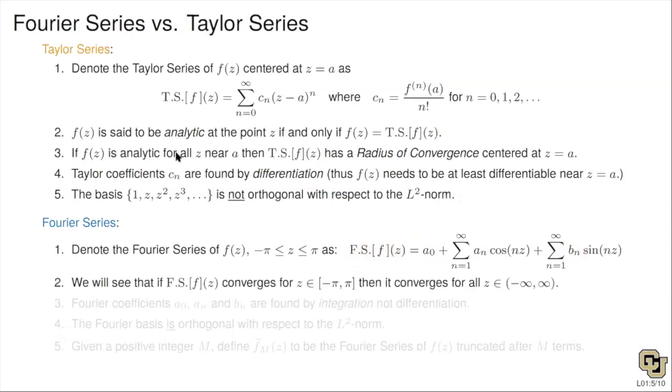And we're using the projection formula to calculate those coefficients. When we talk about convergence, we'll see that when the Fourier series does converge, it converges for all reals. There's no concept of radius of convergence or interval of convergence. The Fourier coefficients can be found by integration and not differentiation, so we don't require the function to be differentiable. We require it to be integrable, and the requirements for integration are a lot looser than for differentiability.